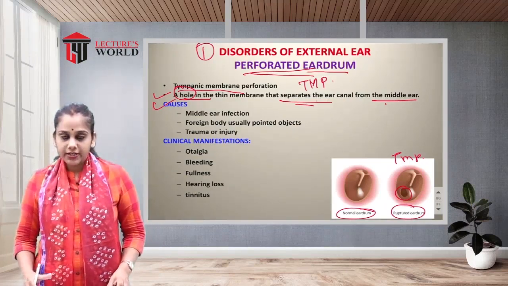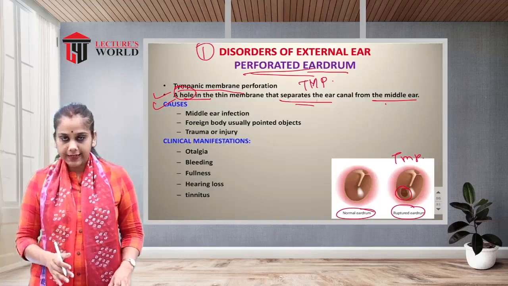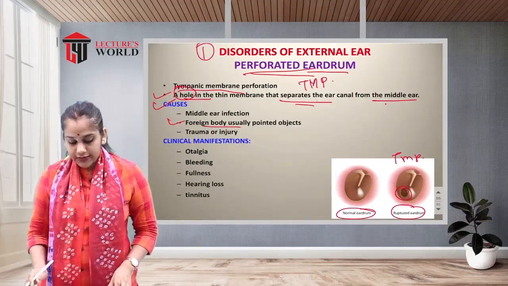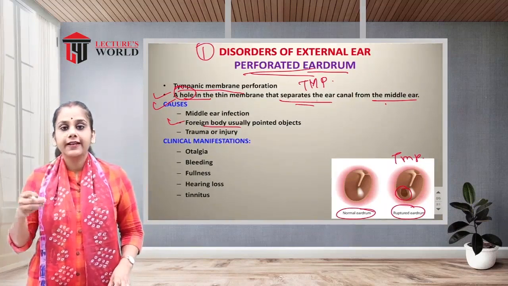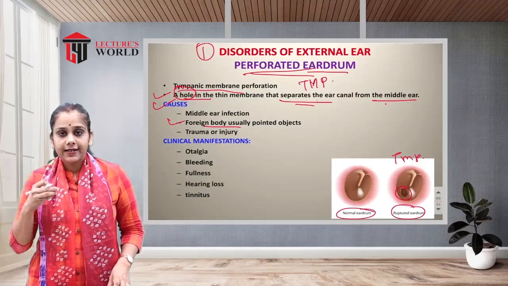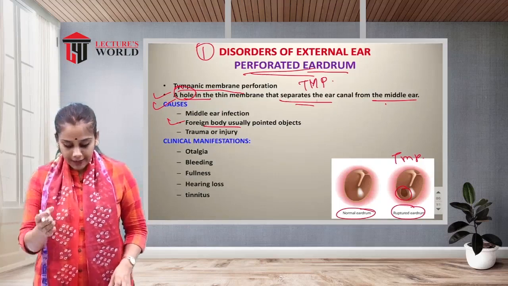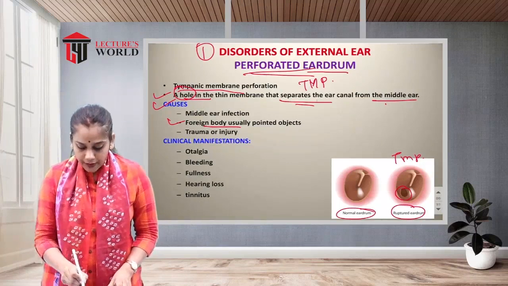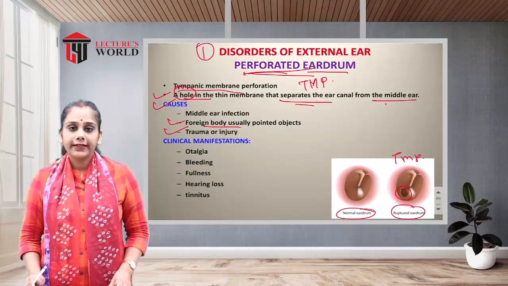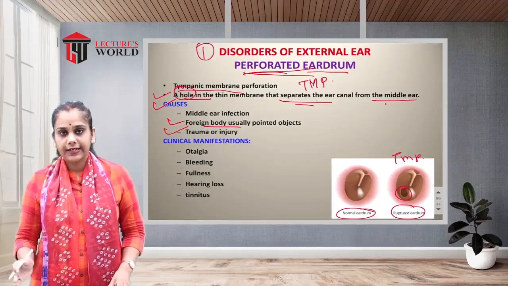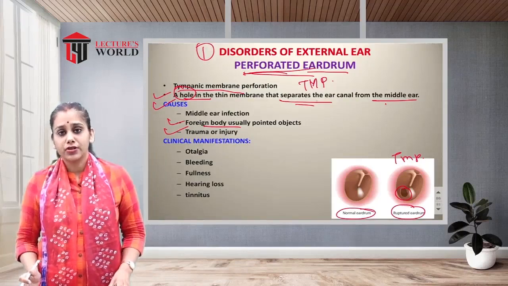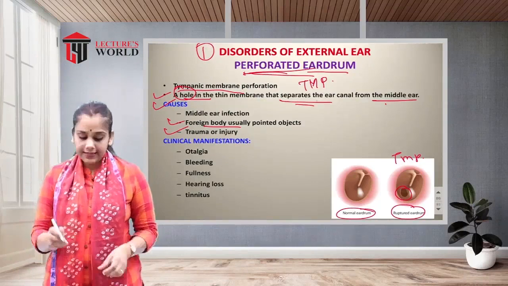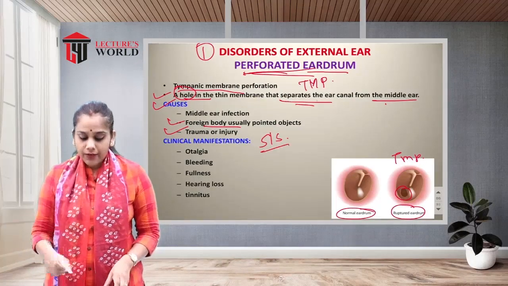Middle ear infection. If there is an infection in the middle ear, that can cause a hole in the tympanic membrane. Foreign body, usually a pointed object. If we insert a pointed object into the ear, that can also damage the tympanic membrane, and that can also lead to a hole or tympanic perforation. Then trauma or injury, because any injury or trauma is also a cause of the perforation. Which are the clinical manifestations? Which are the signs and symptoms of the perforated eardrum?